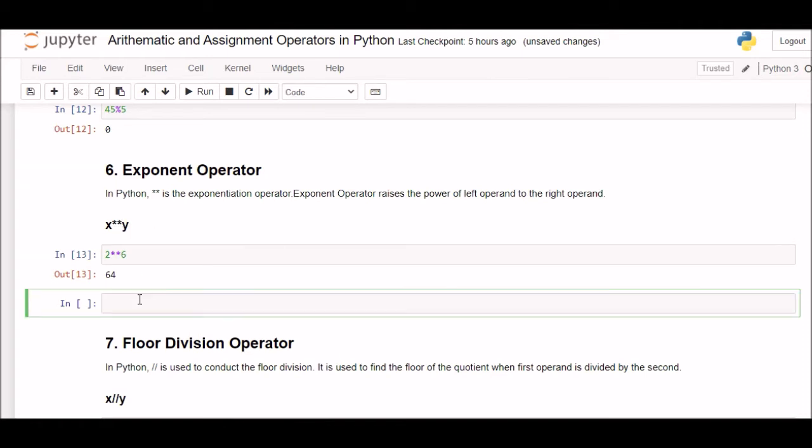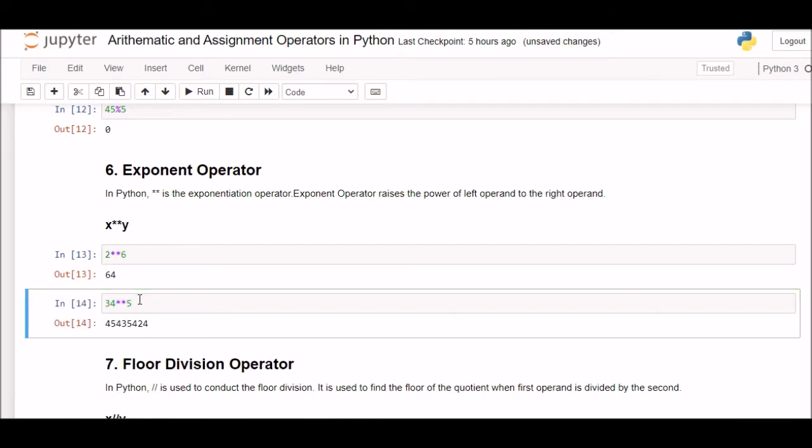Okay, let's take another example. 34 double multiplication 5. Let's run the code. Okay, it returns this. Okay, so this is all about the exponential operator.